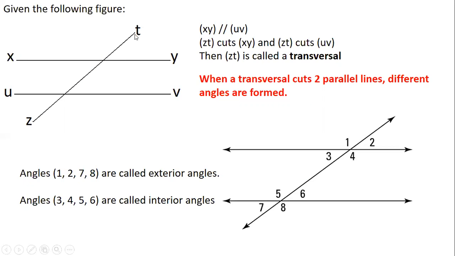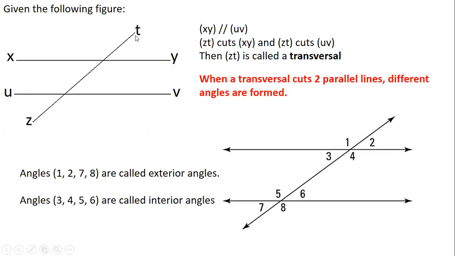Line ZT cuts XY, so it intersects with XY. Yesterday, we said a very important property. If we have two parallel lines, any line cutting one of them also will cut the other. So if ZT cuts XY, it will also cut UV in a point. So this line, which is ZT, cutting two parallel straight lines, we call it a transversal.